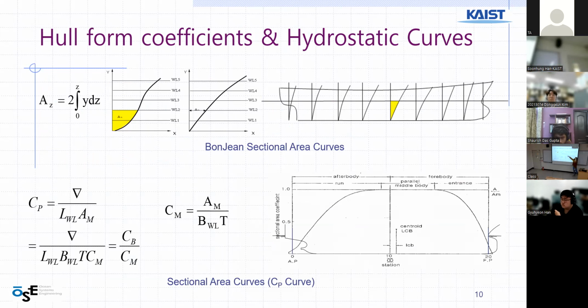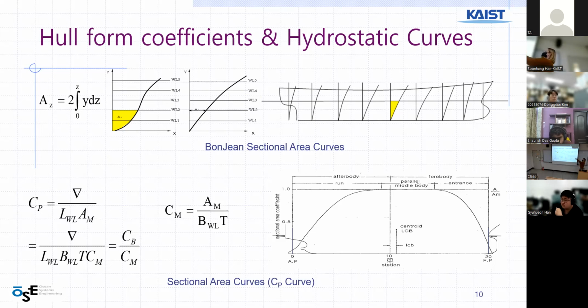The first one is the Bonjean sectional area curve. So the idea is that you take your boat and you do multiple sections. Of course, the more sections you do, the more precise you're going to be, so the better it will be. Ideally, you should have an infinite number of sections. But the idea is you take one section, and it is represented here, and here you have the shape of the hull, and you want to calculate the area of this section.